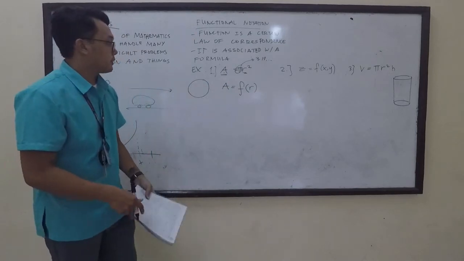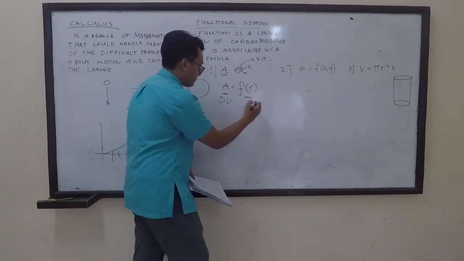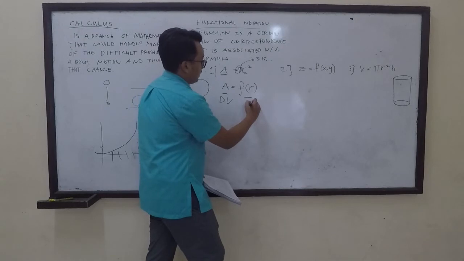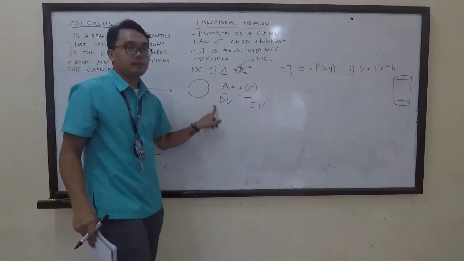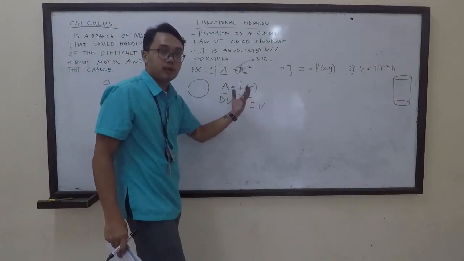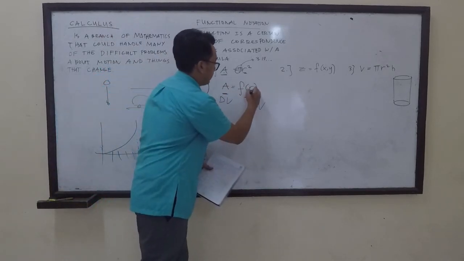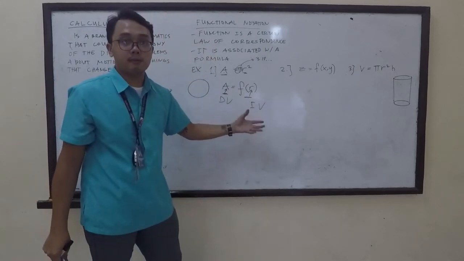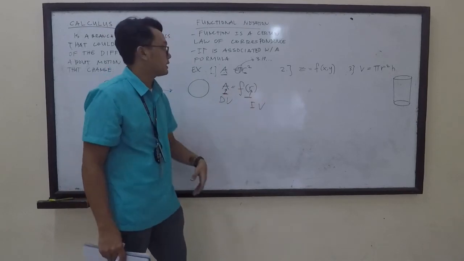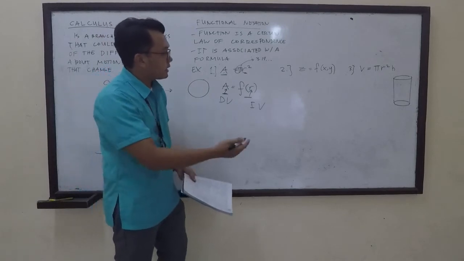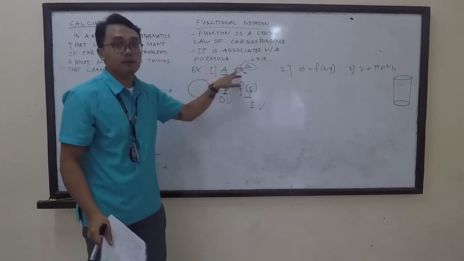So we can call A the dependent variable and r the independent variable. A is the dependent variable because A depends on the value of r. Without the value of r, there is no value of A. r is an independent variable because it does not depend on any other values. The pi and the squared are not counted because they are part of the function. We are only dealing with the variables. Okay?